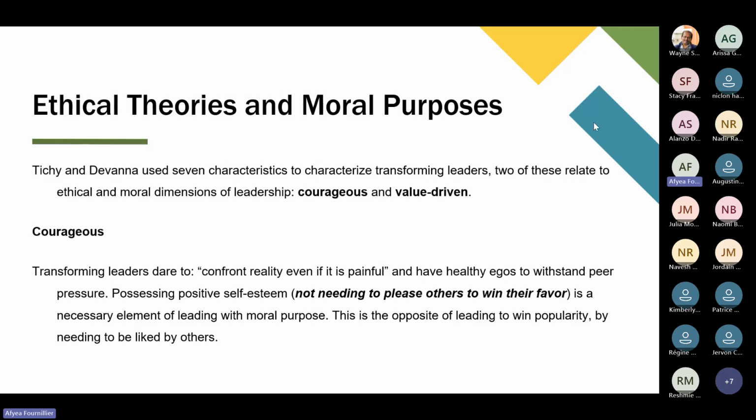Tichy and Devanna use seven characteristics to characterize transforming leaders. Two of these relate to ethical and moral dimensions of leadership. These are courageousness and value driven. Courageous leadership: transforming leaders dare to confront reality even if it is painful, and have healthy egos to withstand peer pressure. Possessing positive self-esteem is a necessary element of leading with moral purpose.